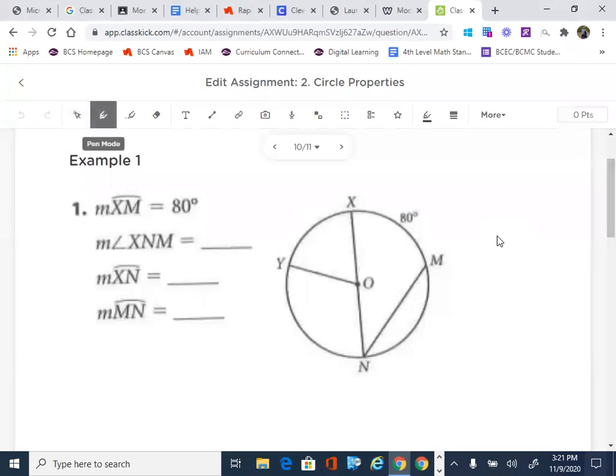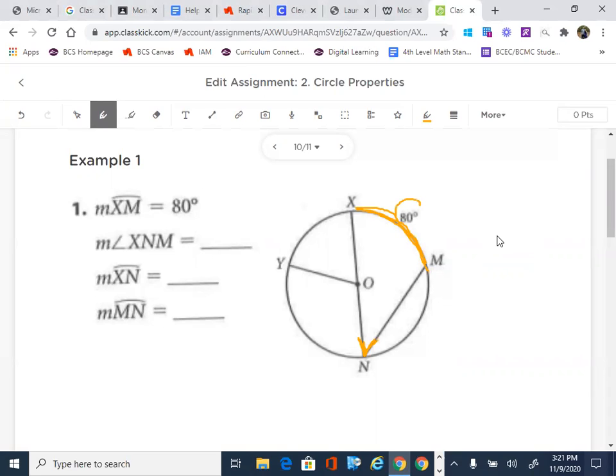It says that we have the measure of arc XM, which is a minor arc because it is less than 180 degrees. So XM is going to be a minor arc, and that XM is right here. It is 80 degrees. And what we're going to look for is XNM. So we're going to be looking at this angle right down here. We're going to be looking for the arc XN. And then we're also going to be looking at arc MN. So let's go ahead and start easy.